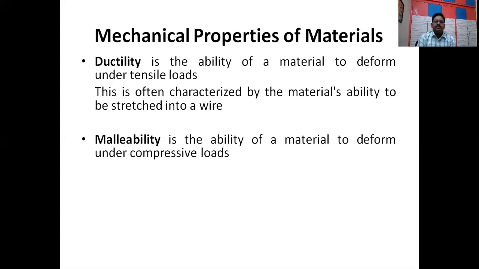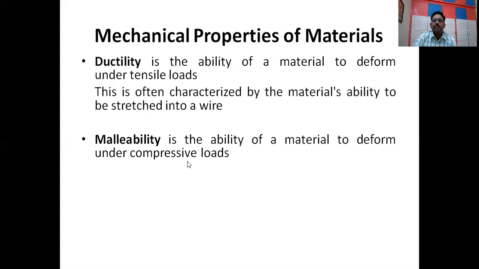Malleability. It is opposite to ductility. In ductility, we use tensile loads. In malleability, we use compressive loads. Often we will be asked what is the difference between ductility and malleability. Both are the ability of a material to deform, but in the case of ductility, it is under tensile loads, and in the case of malleability, it is under compressive loads. So malleability is the ability of a material to deform under compressive loads.